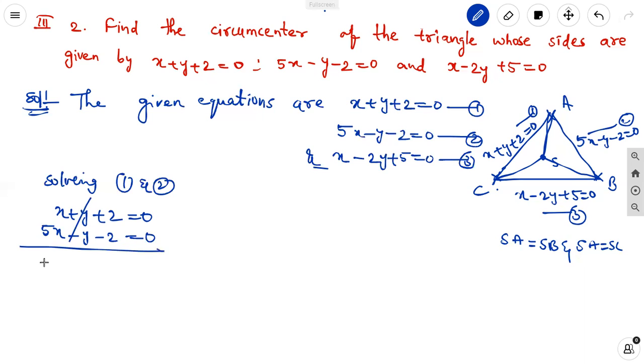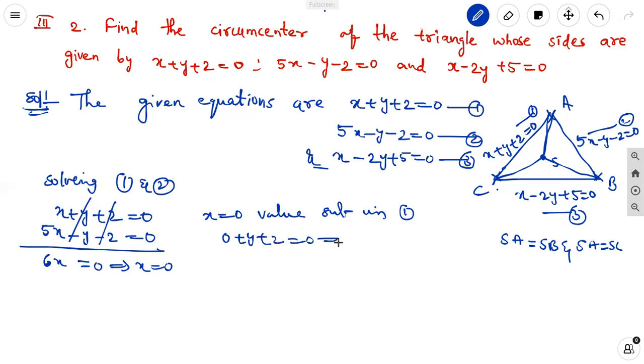Y is eliminated. 6x plus 2 minus 2 is 0, so 6x equal to 0. Then x equal to 0. Substituting x equal to 0 in equation 1: 0 plus y plus 2 equal to 0. From this, y equal to minus 2. Therefore, A vertex is x comma y equal to 0 comma minus 2.